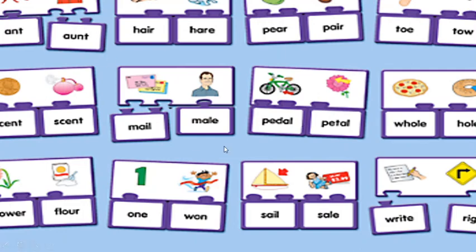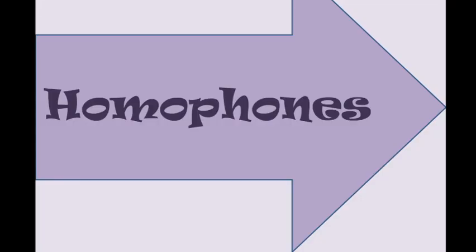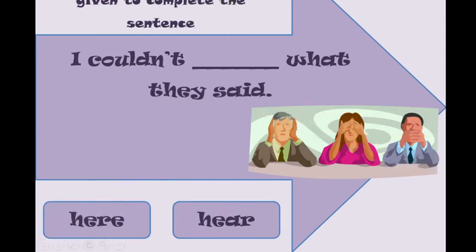Perfect, guys. Now I have a little game for you. We are going to answer it right now. This is the game, homophones. You are going to help me select the right word to complete the sentence. Let's check it out. Choose one from the words given to complete the sentence. So I have here the first one.